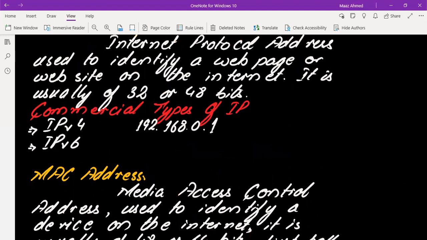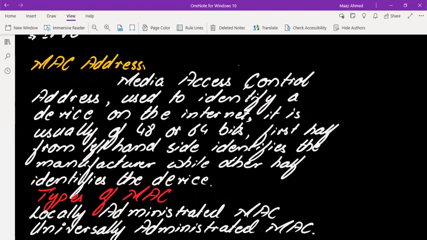Yes. Okay, thank you. Now we're moving towards the MAC address. Now, what is a MAC address? The MAC address is the media access control address, and it is used to identify a device on the internet. Whatever the device is, it is identified with the help of the MAC address. Just hold on, please. Okay, so this is utilized to identify a device on the internet.